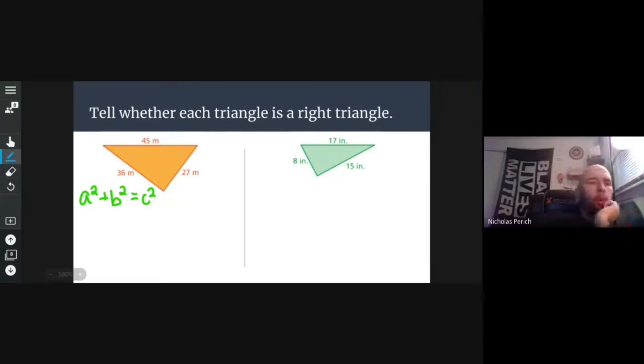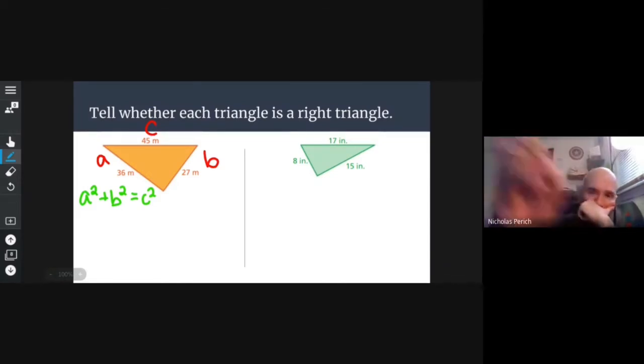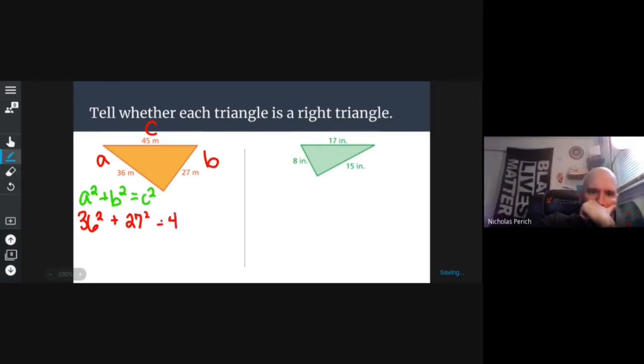So I have to call 45 C. Doesn't matter which one I call A or B as long as the longest side is C. There's the results. 36 squared plus 27 squared has to equal 45 squared. Remember, C is the longest side. 36 squared.